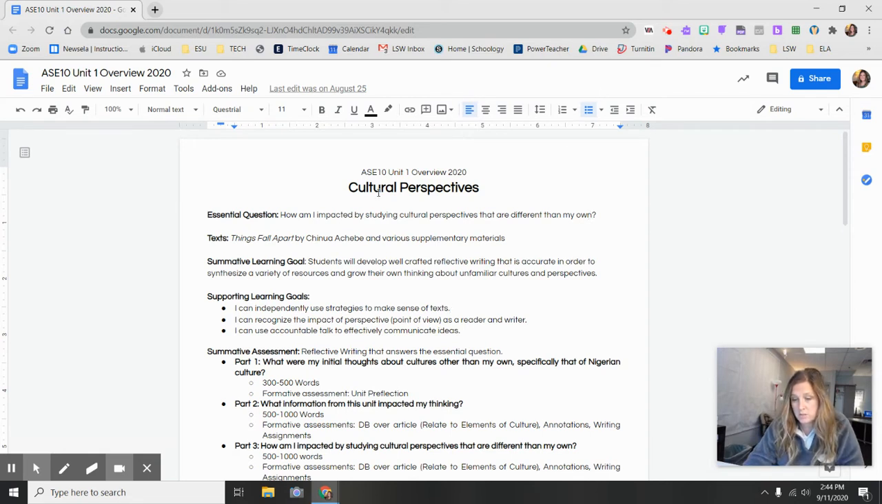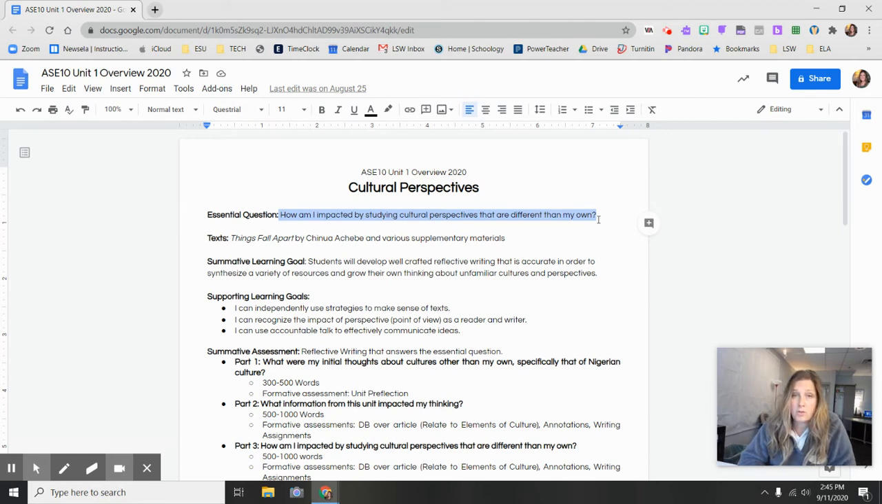So you can see this document I have in front of you. Our unit is cultural perspectives. We're really looking at how authors use words and perspective in writing to show us experiences and things that we otherwise probably would not be able to experience. We can experience life through words. So our essential question, the thing that your final project is going to aim at answering, is: how am I impacted by studying cultural perspectives that are different than my own?